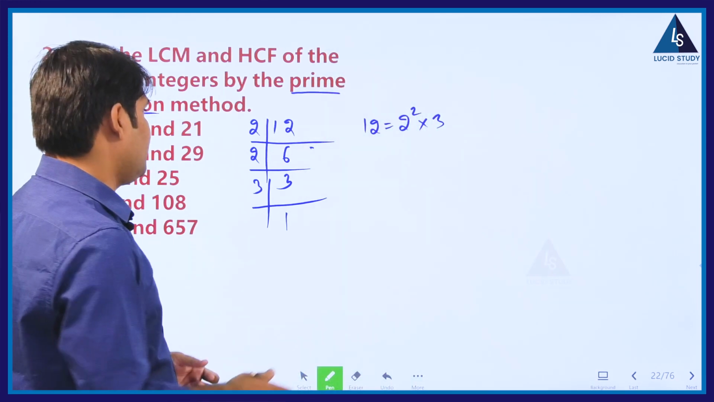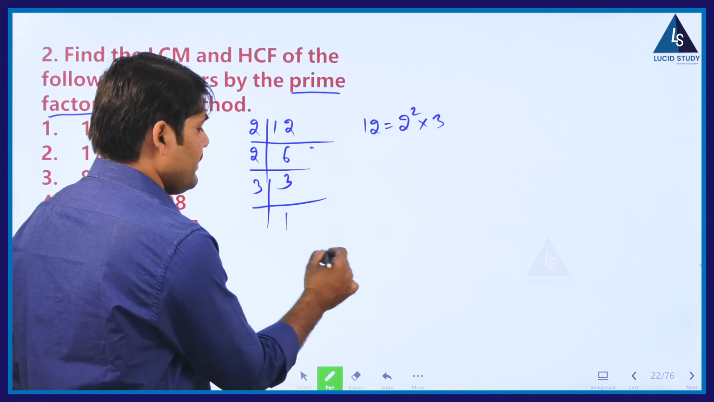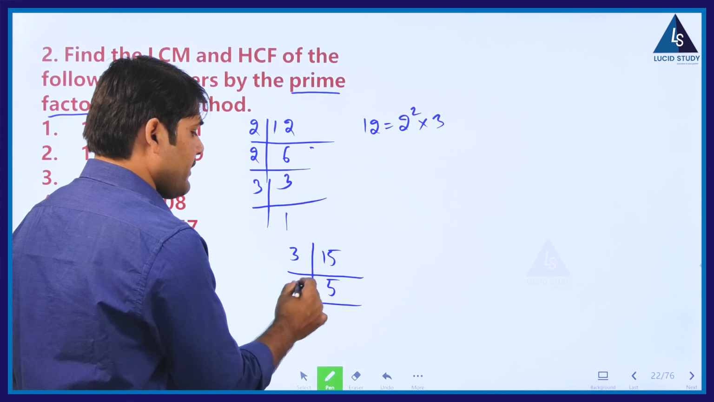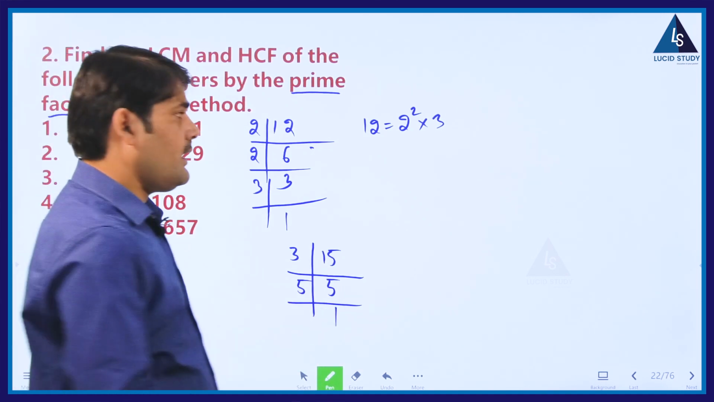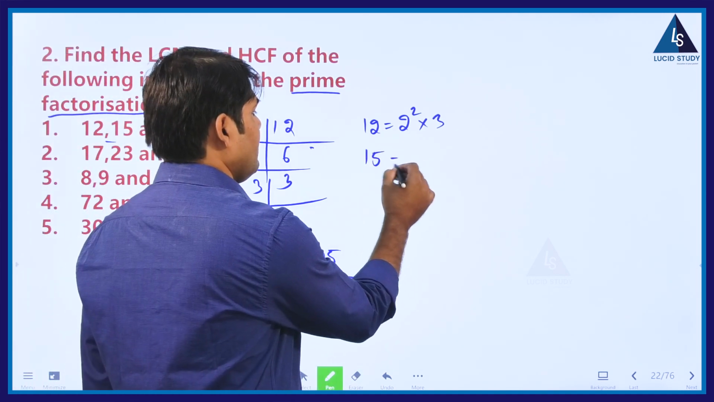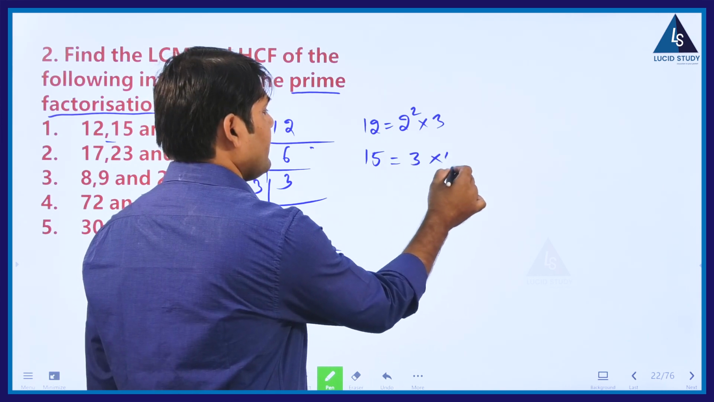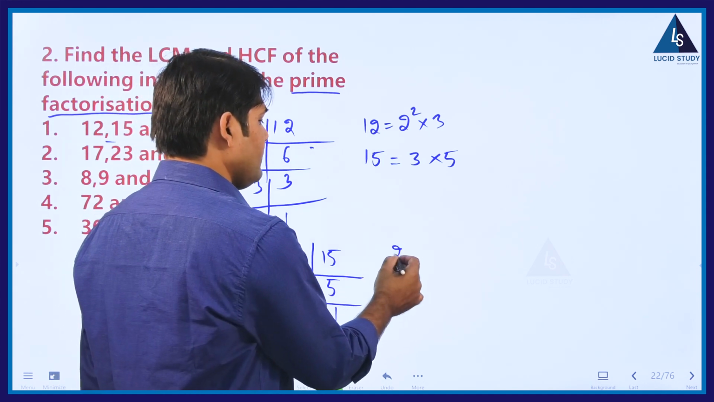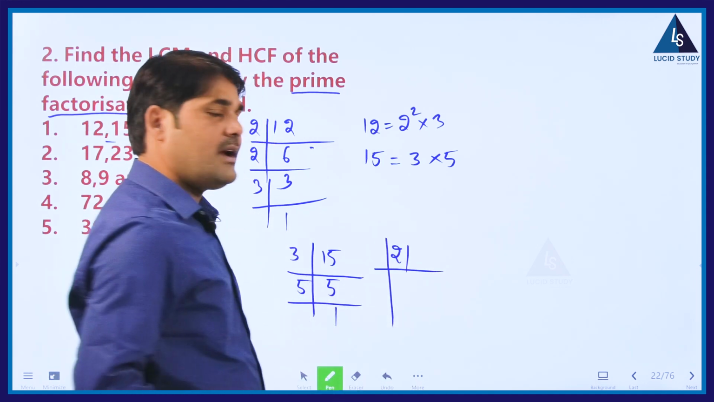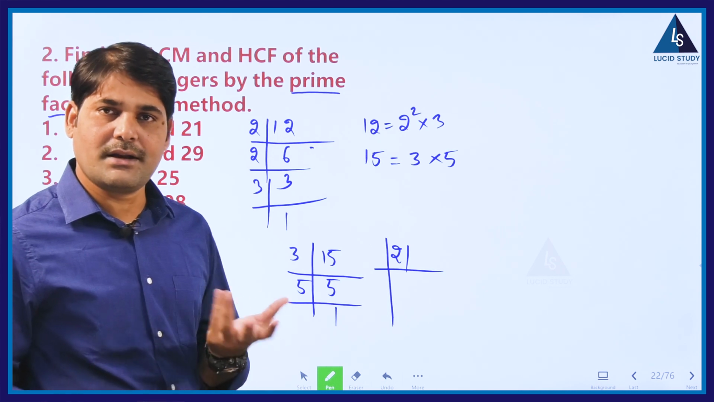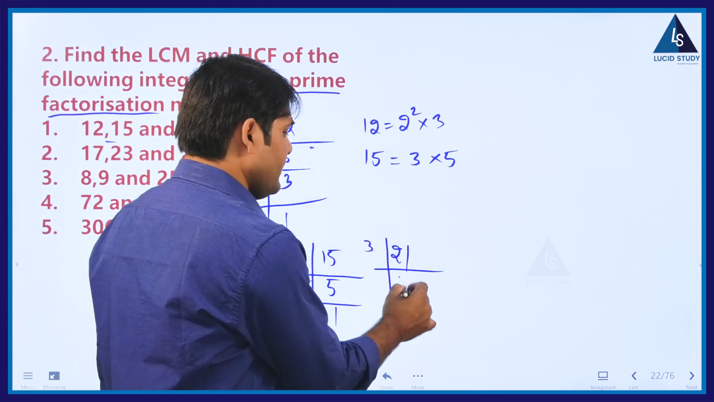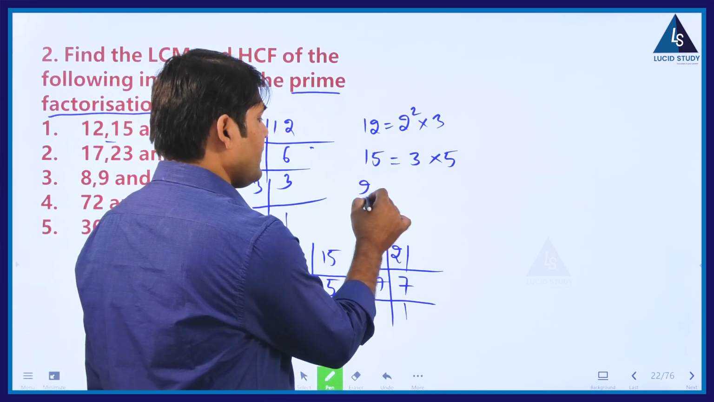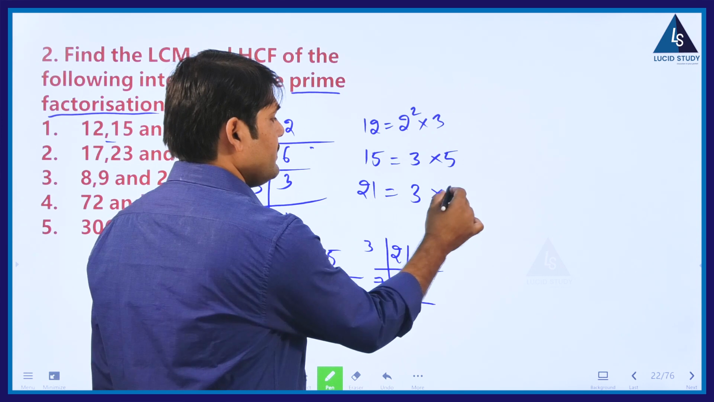Okay, similarly the next given number is 15. I will write it into prime factors. 3 5s are 15, 5 1s are 5. So I will write 15 as 3 into 5. Next, one more number is given, that is 21. If you write 21 in prime factors, 21 will be in which table? 3 table itself. So 3 7s are 21, 7 1s are 7. So 21, how can I write? 21 is equal to 3 into 7.